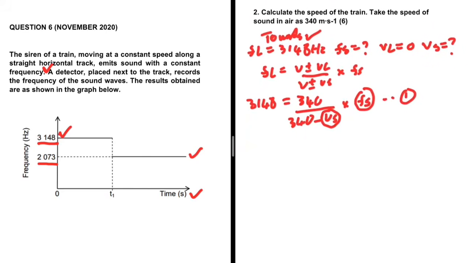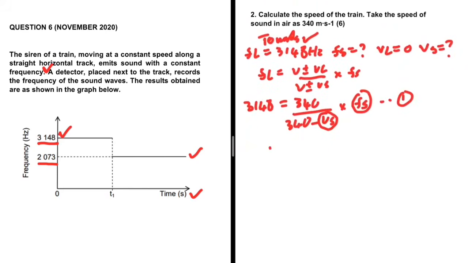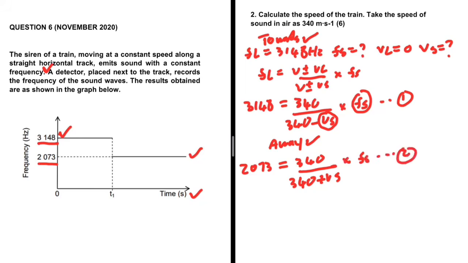And then now let's take a look at the case where it is moving away. When it is moving away, the frequency observed is 2073. And then speed of sound in air, 340. And then on the denominator, we're going to have 340 plus VS. It's plus because now it is moving away. And then again, we don't know what FS is. And then this is our equation 2. So we can use these two equations to find VS, the speed of the train.